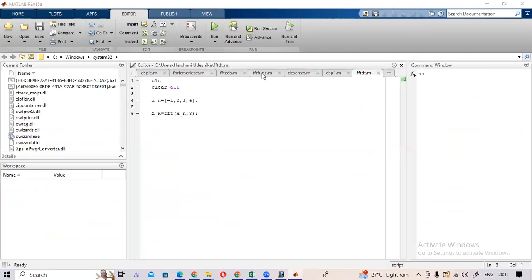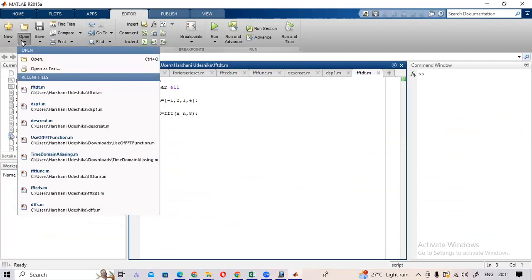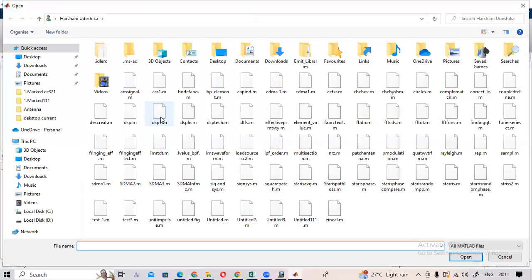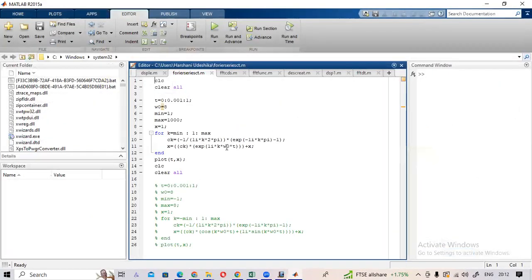So I have written one MATLAB program. So we need to develop this one also, the discrete time Fourier series. Actually, this is the program I have developed. Okay, so that is a very simple program. Okay, so I will explain how to code this.